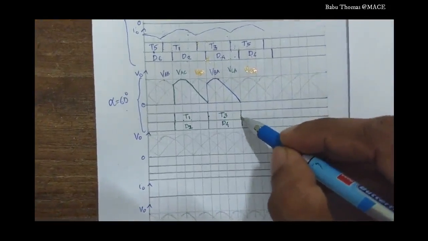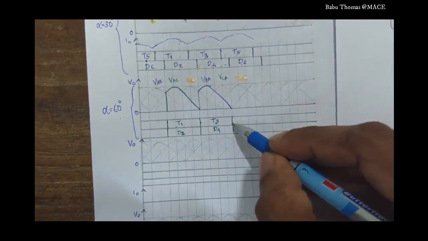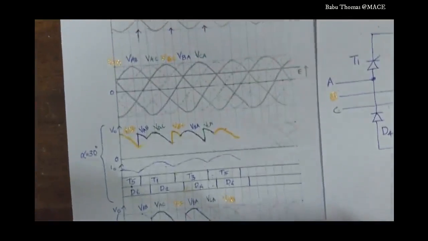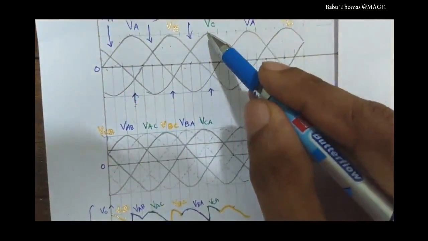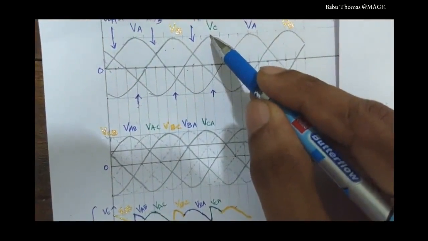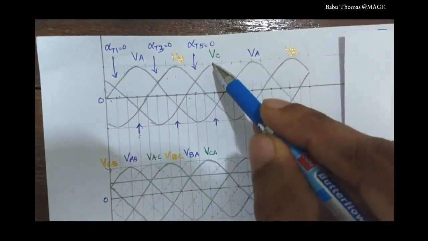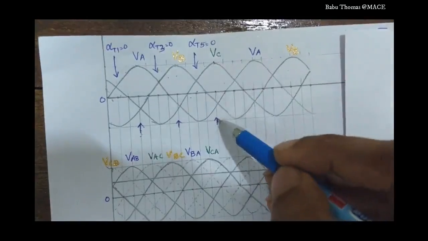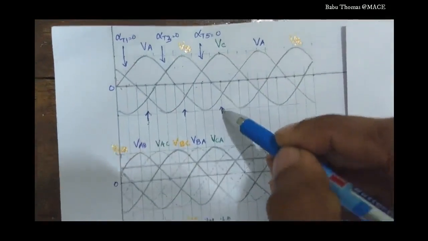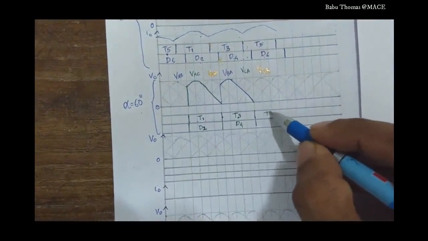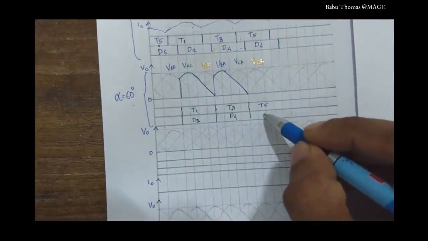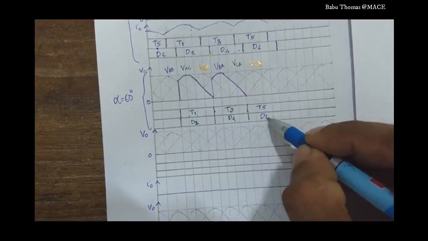Now again here T3 has stopped conducting and the thyristor which is fired is T5 at 60 degrees. So at this instant I am going to fire T5. The devices which are going to conduct at the same time are T5 and the diode D6. So therefore it is T5 and D6.